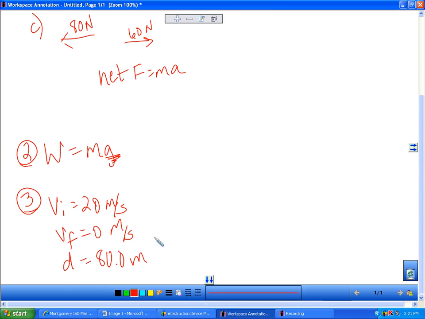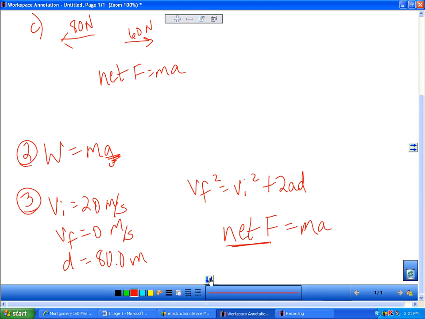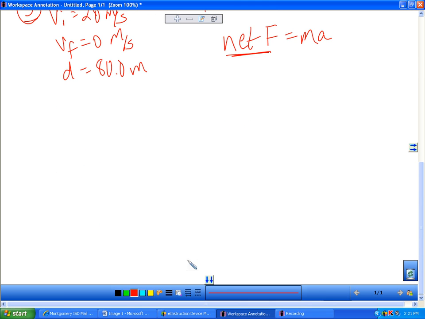So you should be able to use Vf squared equals Vi squared plus 2ad, solve for a, and then do net F equals ma. And the only force that's going to stop it is the braking force, whoever put the brakes on. And so that's going to be your net force. Not a big deal at all. All right, let's go on to number 4.